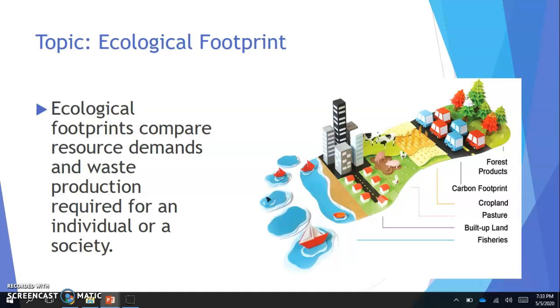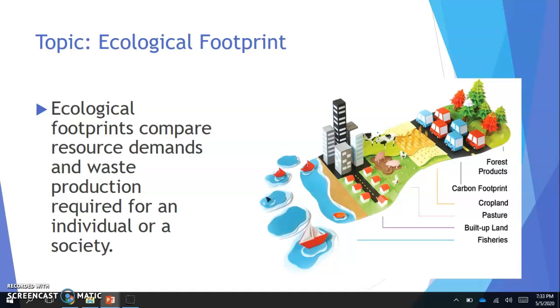Your land for your housing. So, do you live in the suburbs? Do you live in an apartment building? Do you live in a yurt in the middle of the desert? Depending on your housing and your land usage, that will contribute to your overall footprint. And then fisheries as well. So, how much fish do you eat? And is it sustainably caught? Are you eating wild caught salmon or is it farm raised? So all of that goes into your carbon footprint.